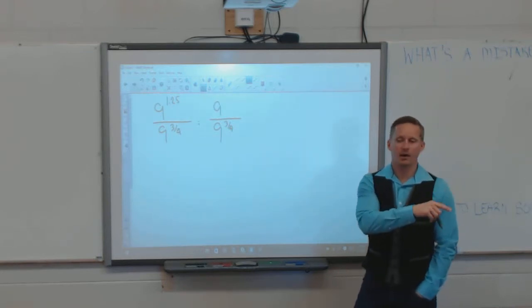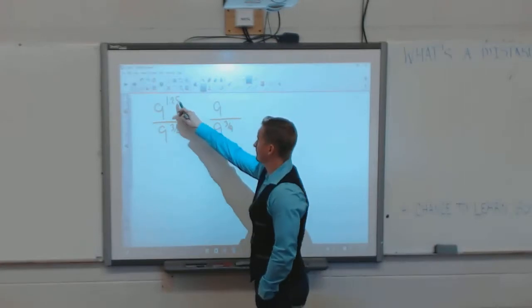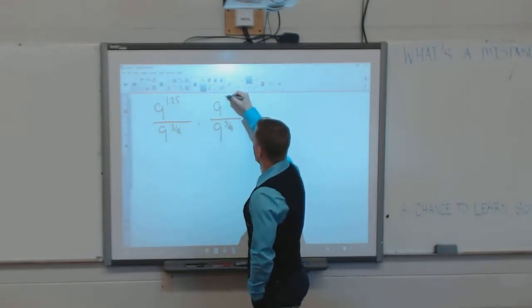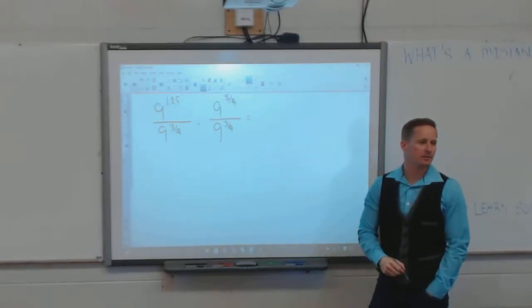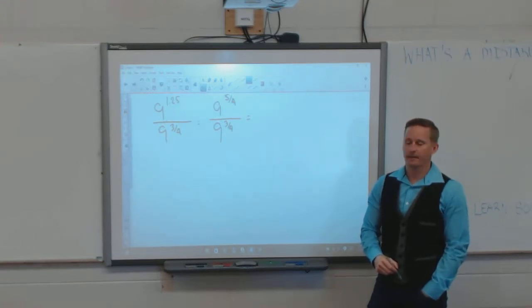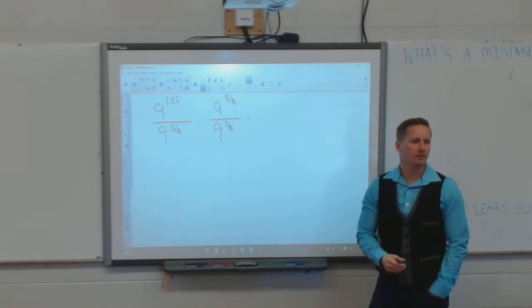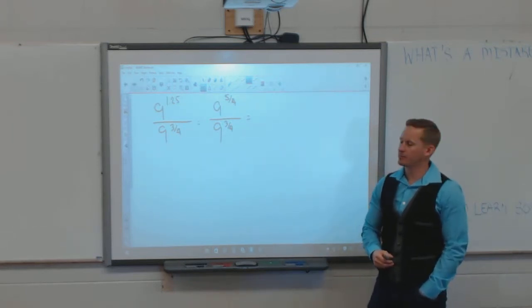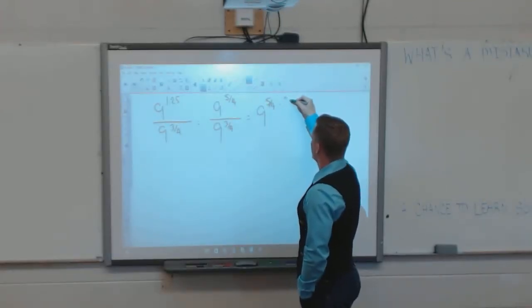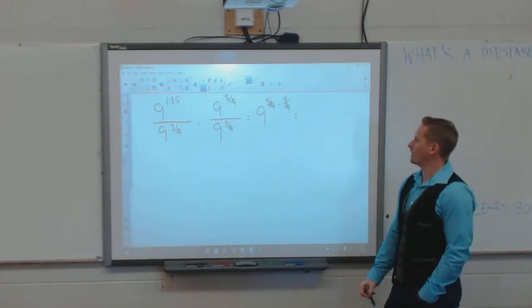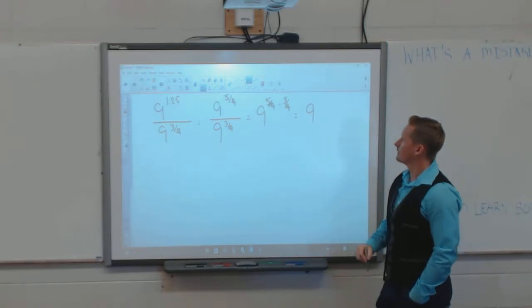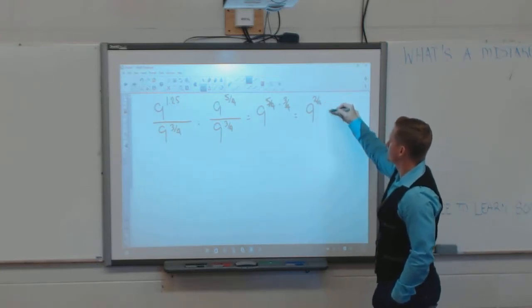Before you go to the improper, what is it? 1 1/4. So 1 1/4, which makes it, as Marshall said, 5 over 4. What do I do with the exponents when I have a quotient or division? Add them with the common denominator. Subtract them. Which one is it, Casey? Subtract. So it's 9 to the 5 over 4 minus 3 over 4 equals. What does that equal? 9 to the 2 over 4, which is 1/2.